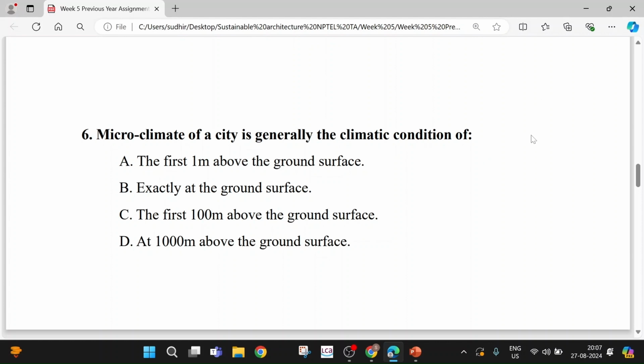The microclimate of a city is defined by climatic conditions in the first 100 meters above the ground. This layer is most directly influenced by the built environment and human activities, affecting the temperature, wind, and humidity. That's why option C is the right answer for question number 6, which was asked in the previous year. Can we move to the next question, question number 7?